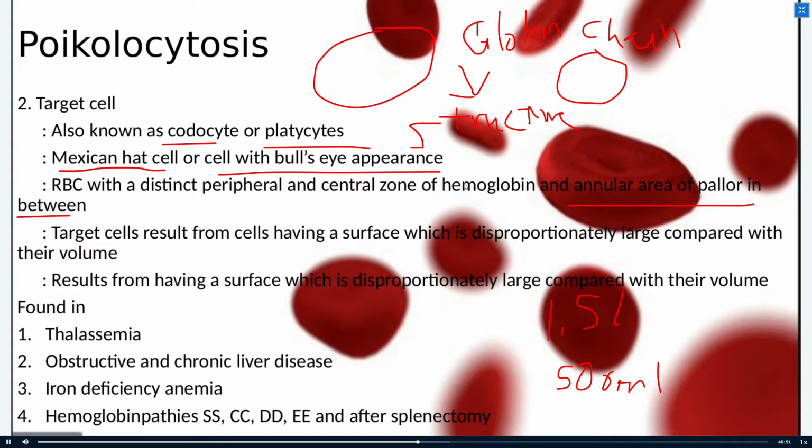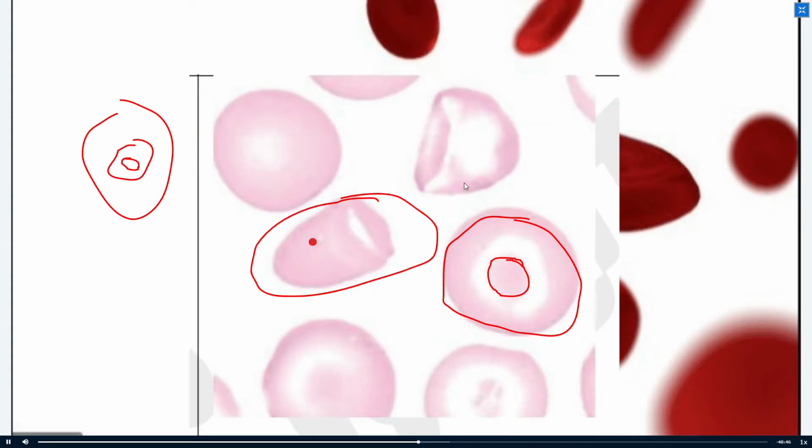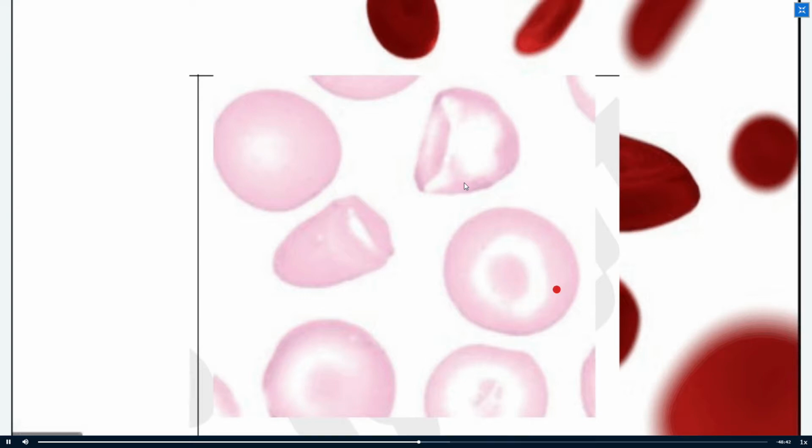Any question for target cell? Okay, so this is their appearance, the Mexican hat, and they would appear as a target cell. May bullseye kayo sa gitna.